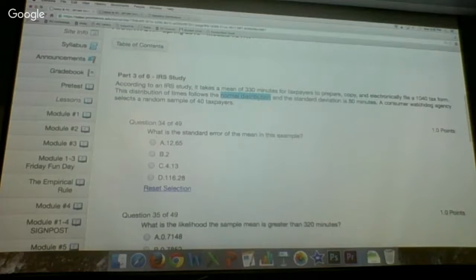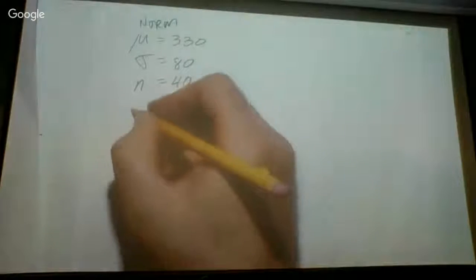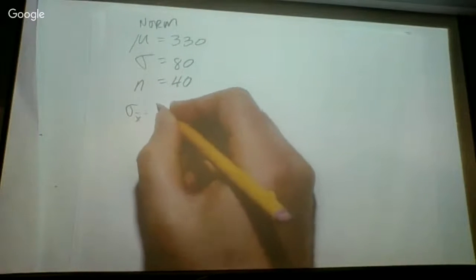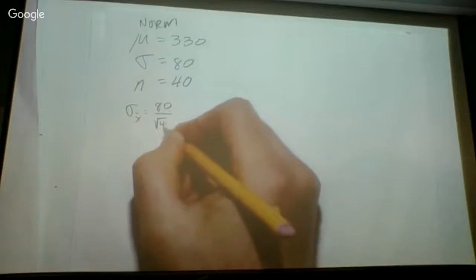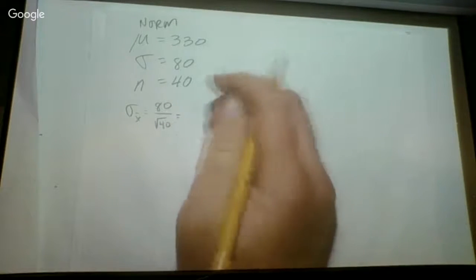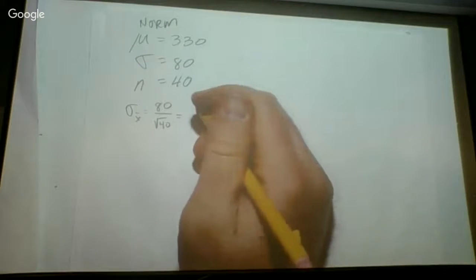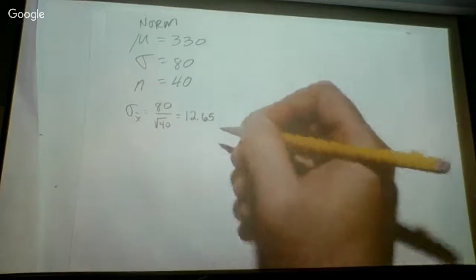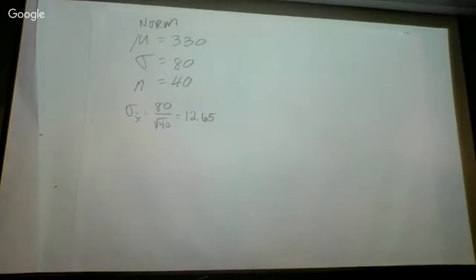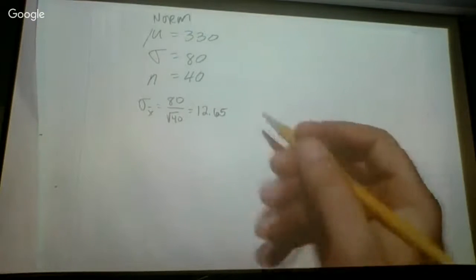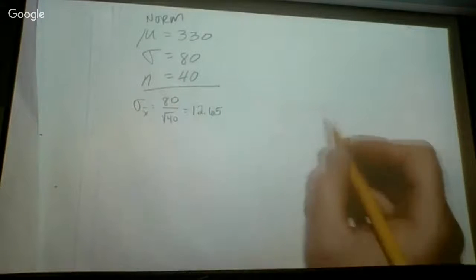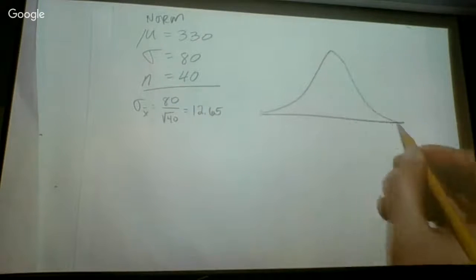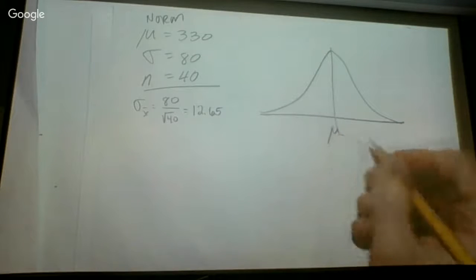Now let's talk about my friend and yours, the standard error. What's the value of standard error? 12.65. Yeah, it's something like 12.649, which is really close to 12.65. But it's definitely not 12.5 units. And if we're going to talk about means of sample size 40, you can draw a normal distribution.